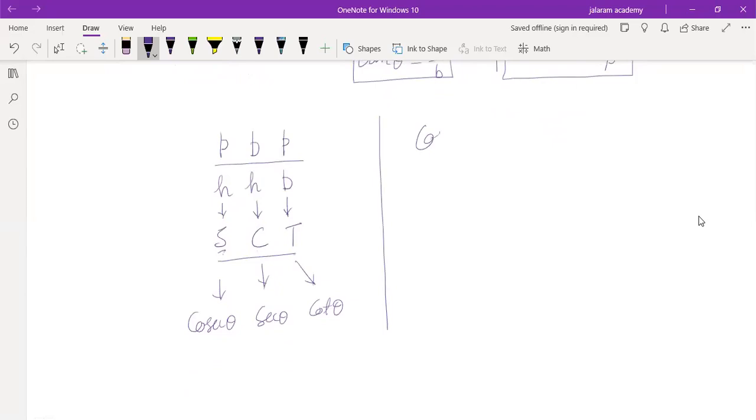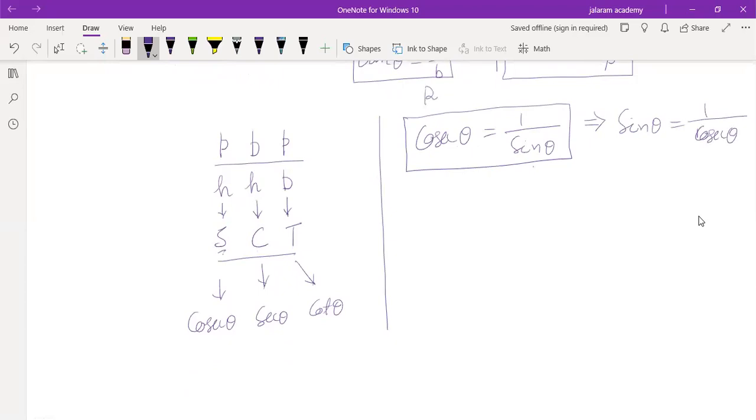So cosec theta is the reciprocal of sine theta. We have to learn all these formulas. Then only we can prove the identities without any problem. Otherwise, there will be only problems to solve the questions related to trigonometry. Cosec theta equals 1 by sine theta. So sine theta equals 1 by cosec theta. These are the reciprocal relationships in trigonometry.